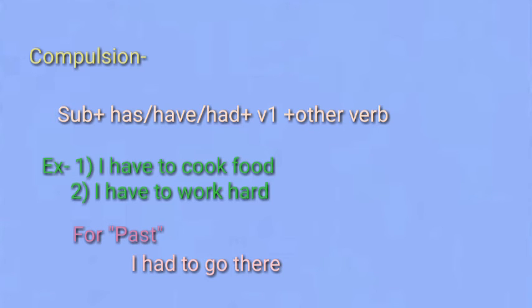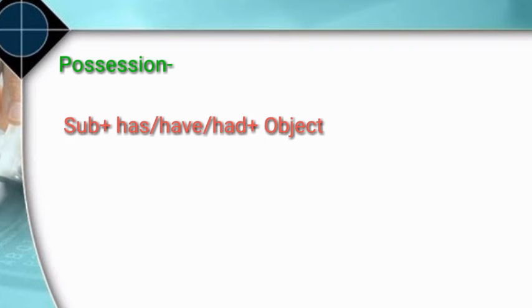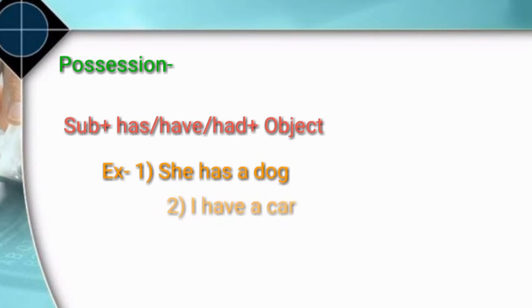Okay. Let's see the next one, which is possession. So we use has, have or had for possession as well. Let's see the sentence structure. Subject plus have, has, had plus object. For example, she has a dog. Now you are being possessive about something. So she has a dog. I have a car. You have a bungalow. Okay? So this is how you use possessive sentences.